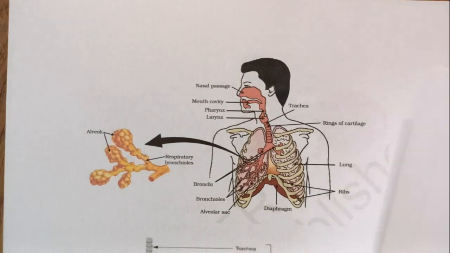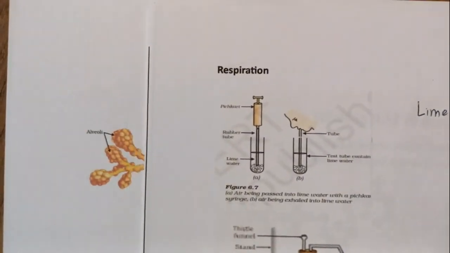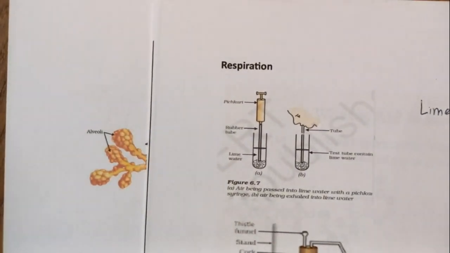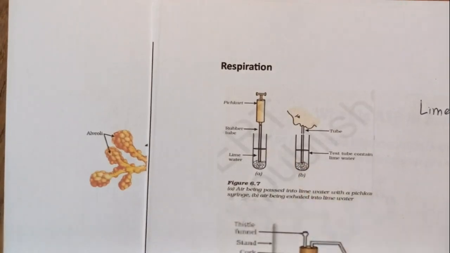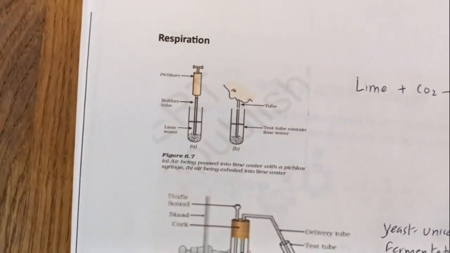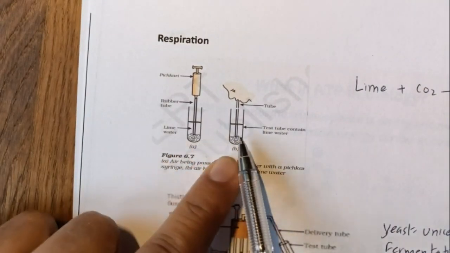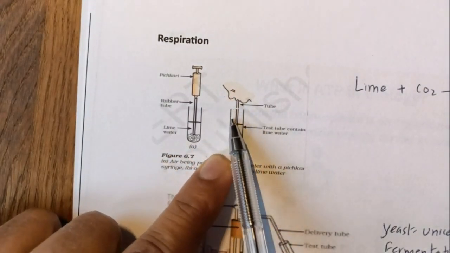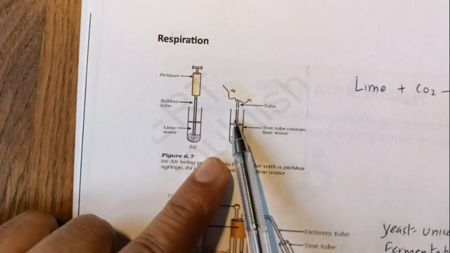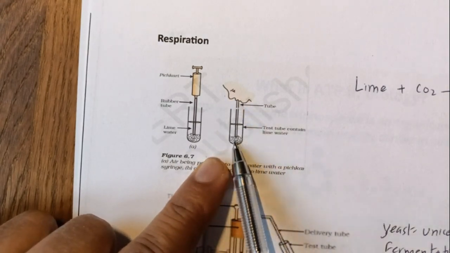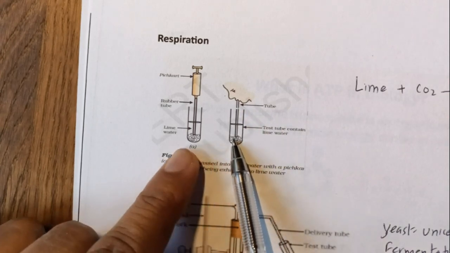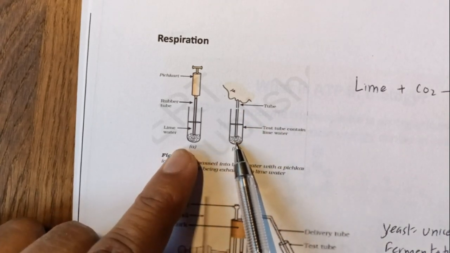This activity, 6.4, wants you to take some freshly prepared lime water in a test tube. There are two test tubes, and in one test tube you are blowing air through this lime water. You are just blowing the expired air from your mouth, so that puts your expired gases into the lime water.